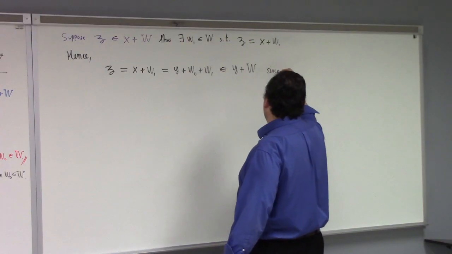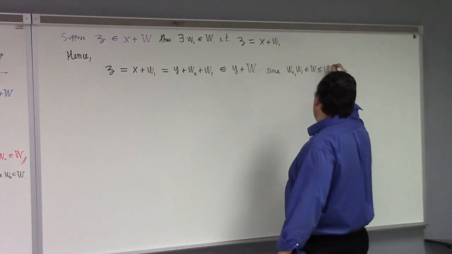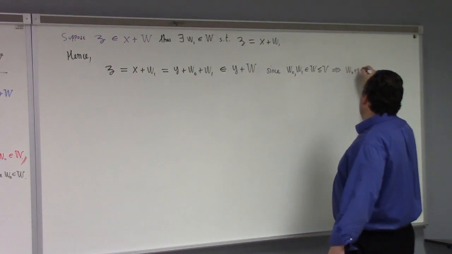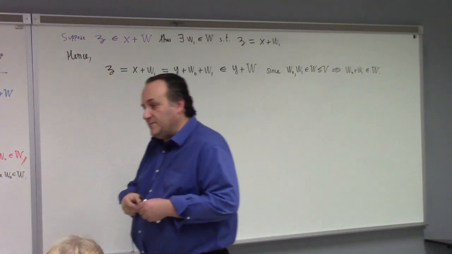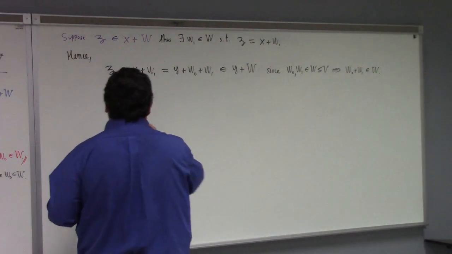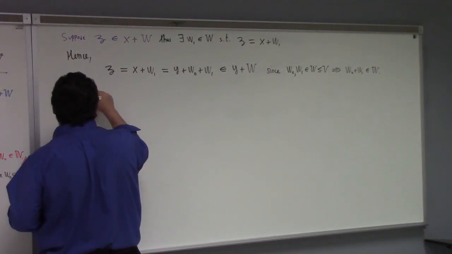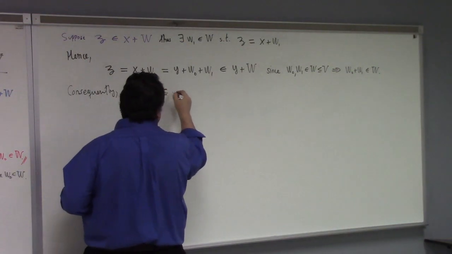Why? Since w naught, w1 in W, a subspace of V, implies that their sum is in W again, right? We have to have the subspace property to make this go. If W wasn't a subspace, you wouldn't know that the sum of w naught and w1 was again in W. But we do, because W is a subspace. And what have we shown? We've shown z is an element of y plus W. But z was arbitrary. Consequently, x plus W is a subset of y plus W.